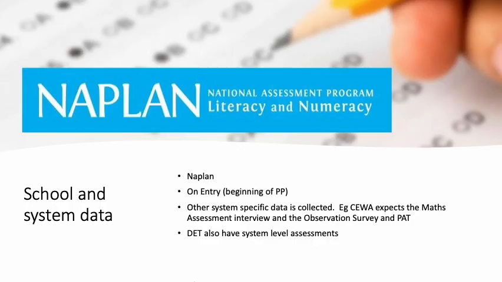So our school and system data. We have school-based data that the school sets in place, and then you have system and national-based data. So NAPLAN is controlled nationally, and there's no choice. NAPLAN happens at a certain time of year for every single school, and every single school must do it. Children must be exempt under particular reasons for them not to be taking part in NAPLAN.